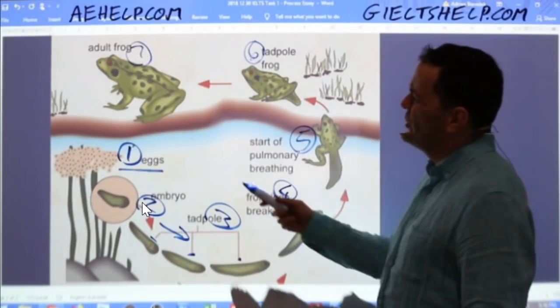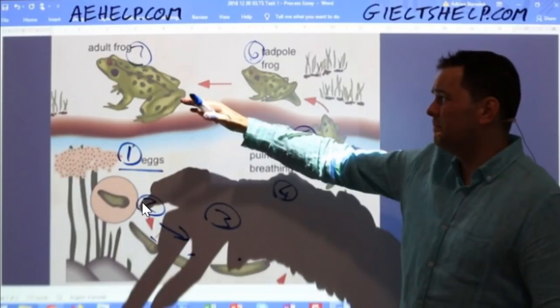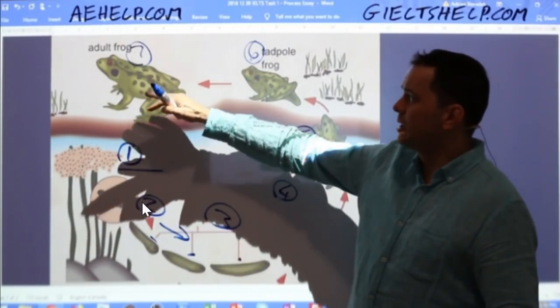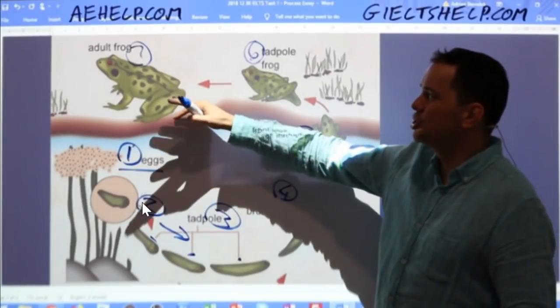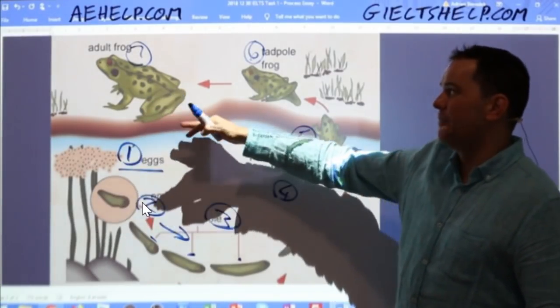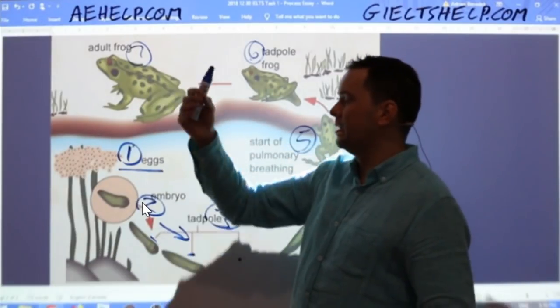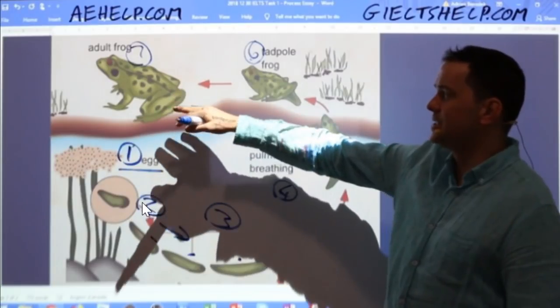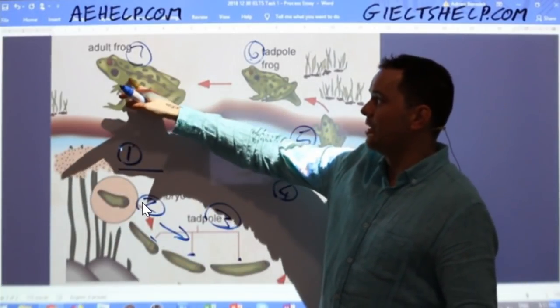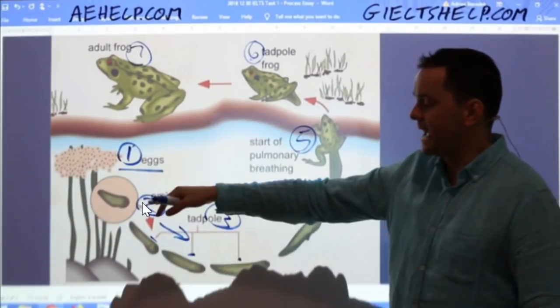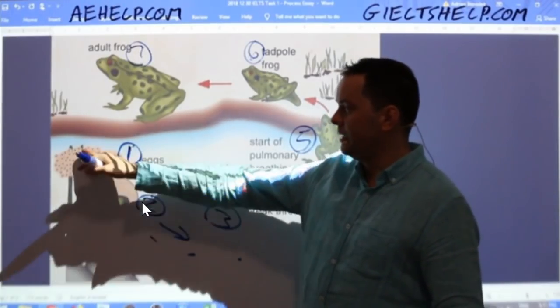I don't recommend starting here, but that would be my second choice. So if I don't start with the eggs, I would start with this one. The diagram doesn't show the adult frog laying eggs, but you can infer that. So you could, in a different approach, start with the adult frog and say, number 1, the adult frog lays eggs in water, okay? And then the eggs rest on the plants, right?